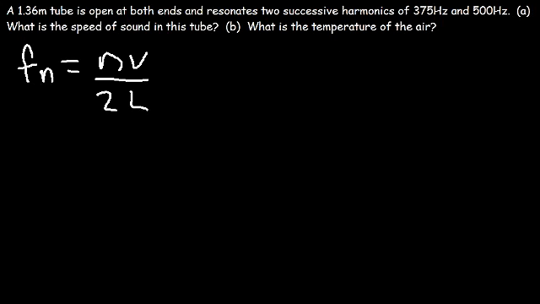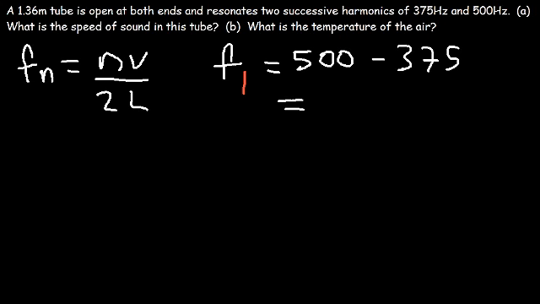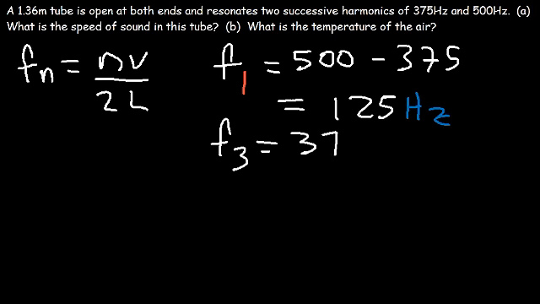Therefore, we could say f1 is 500 minus 375. So the fundamental frequency is 125 hertz, which means that the 375 is the third harmonic, because 375 divided by 125 is 3. The 500 frequency, or the one at 500 hertz, that's the fourth harmonic, because 500 divided by 4 is 125.